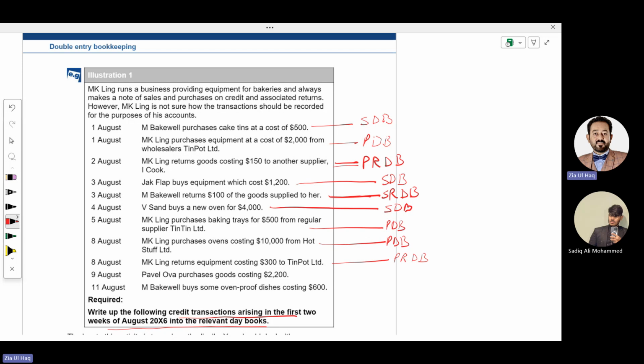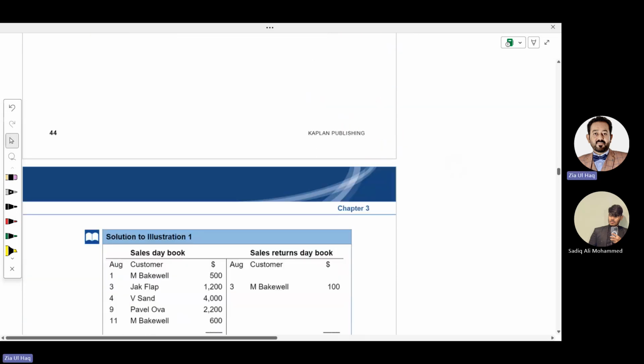Powell Ova purchases goods costing 2,200. Sale day book. And M Becker will buy some oven proof dishes costing 600. This means if other parties buy, we sold. If we buy, we purchased. Let's move forward.